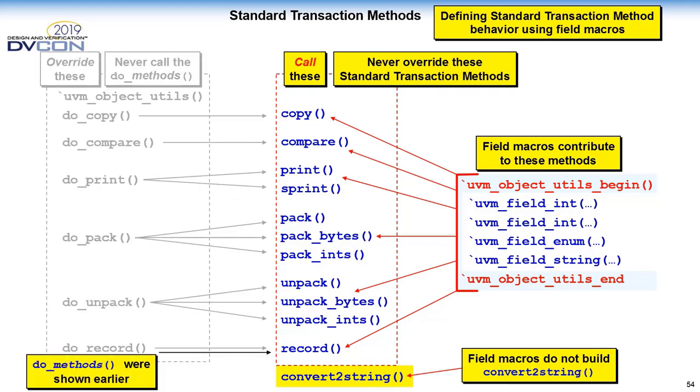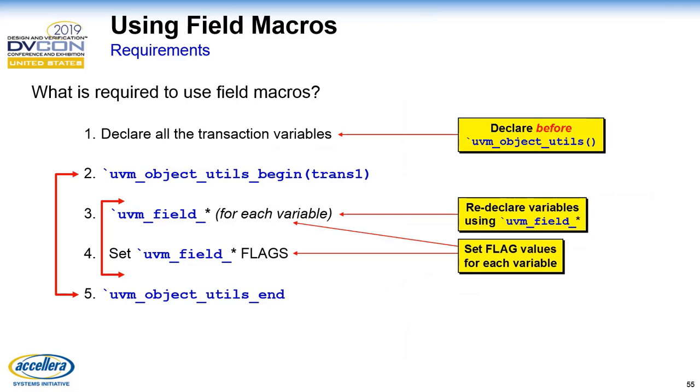That was shown earlier. So looking at field macros, what's required for the field macros? If you're using the field macros, you declare all your transaction variables at the top. Variables have to be declared before you get into the begin-end utils to add flag definitions for each field. Then you've got UVM object utils begin and end. Between those, you're going to declare field macros for each of your variables, and you're going to add the field macro flags that you want to use for each of those variables.